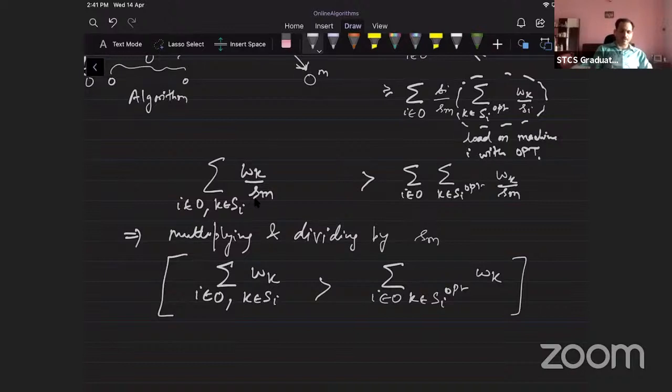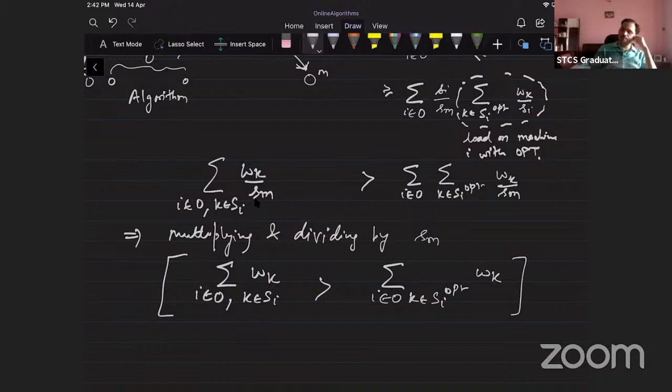Can somebody interpret the left hand side and the right hand side? That there lies the answer, essentially. What is the left hand side? Someone? Is it not clear what the left-hand side is?